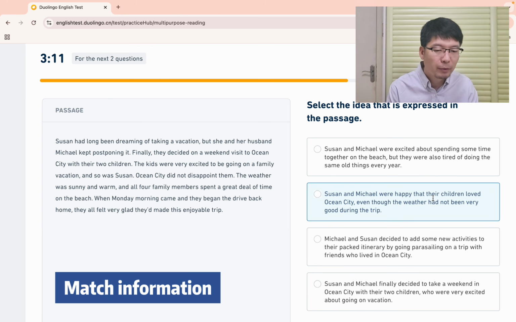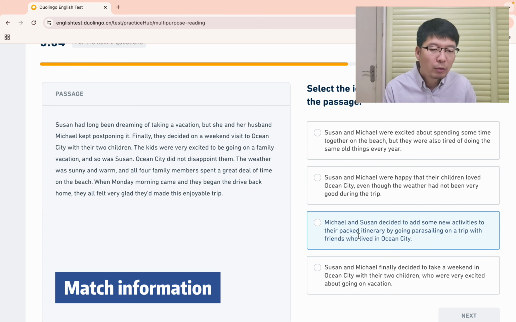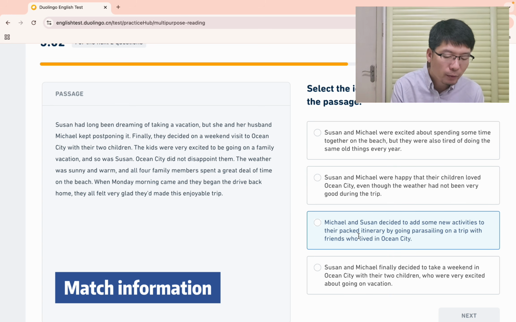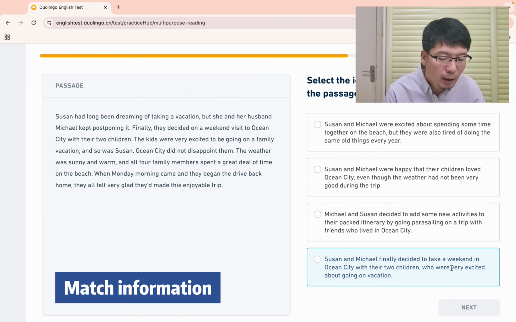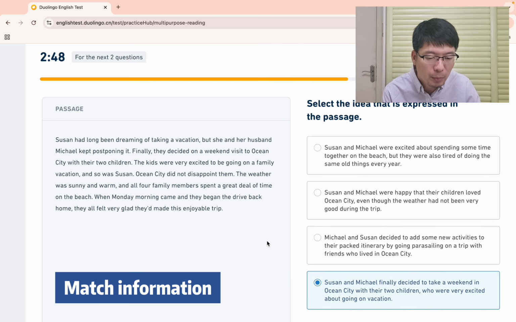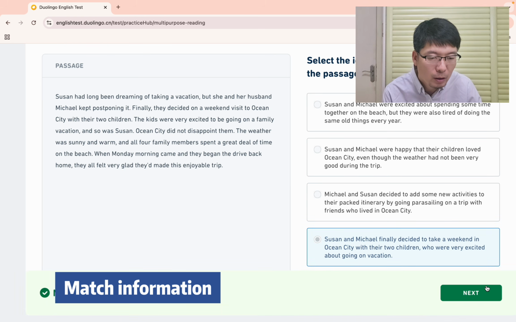Happy that their children left Ocean City, even though the weather had not been very good. Warm, sunny, so it's wrong. Michael and Susan decided to add some new activities to their packed itinerary by going. No, there's no this information. Decide to take a weekend in Ocean City with their 2 children who were very excited. Yeah, this can perfectly match the information from the passage.